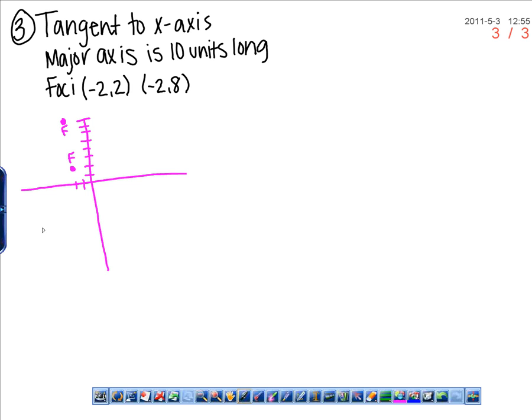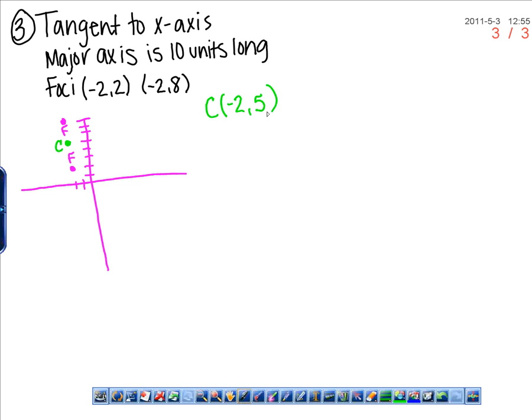How does this help us? You actually know the whole center. Because where's the center have to be? At the midpoint between the two foci. So what would your center have to be? Negative 2, 5. So our center is negative 2, 5.